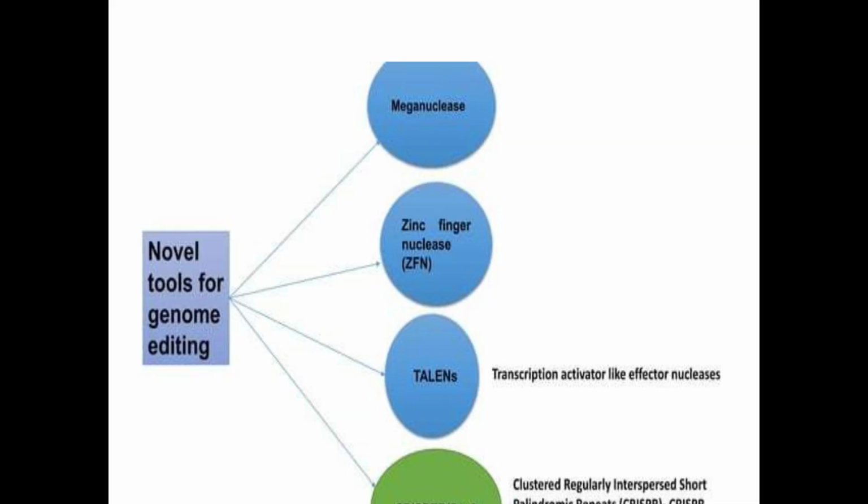So novel tools for gene editing include meganuclease, zinc finger nuclease, TALEN and CRISPR-Cas9. TALEN is the transcription activator-like effector nuclease, and CRISPR stands for clustered regularly interspersed short palindromic repeats: C means clustered, R means regularly, I means interspersed, S means short, P means palindromic, R means repeat.